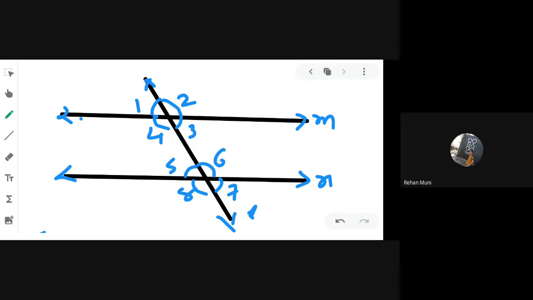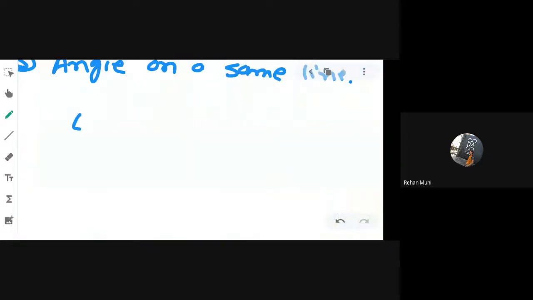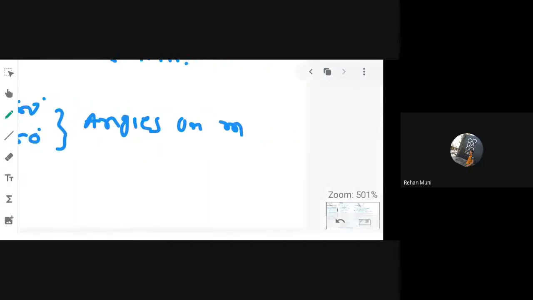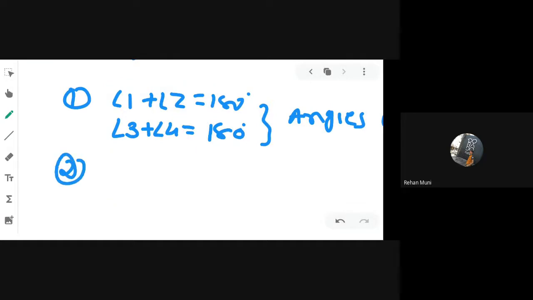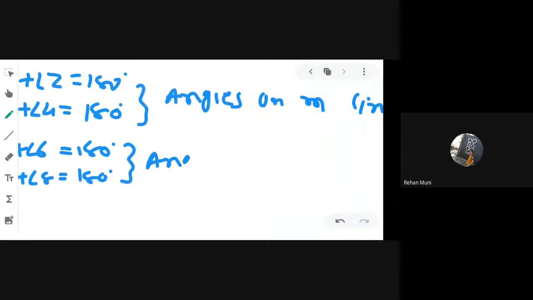Okay, so we can say that angle 1 plus angle 2 is equal to 180 degrees, and angle 3 plus angle 4 is equal to 180 degrees. These are angles on the M line, right? Second thing, angle 5 plus angle 6 is equal to 180 degrees. Angle 7 plus angle 8 is equal to 180 degrees. These are angles on the N line. Clear, all of you?